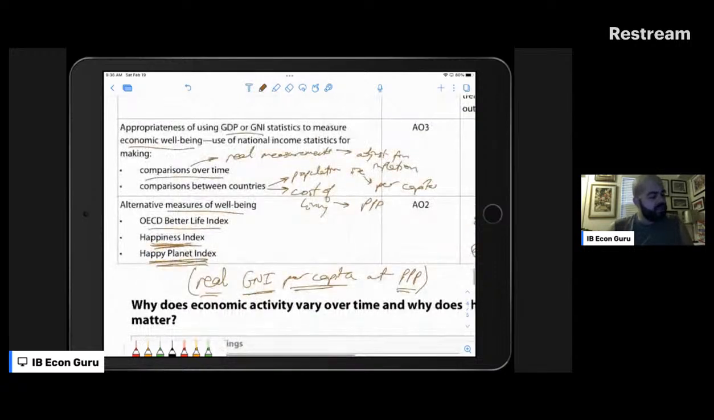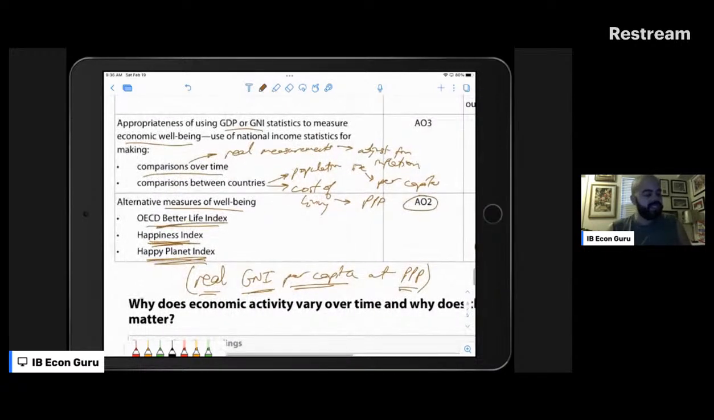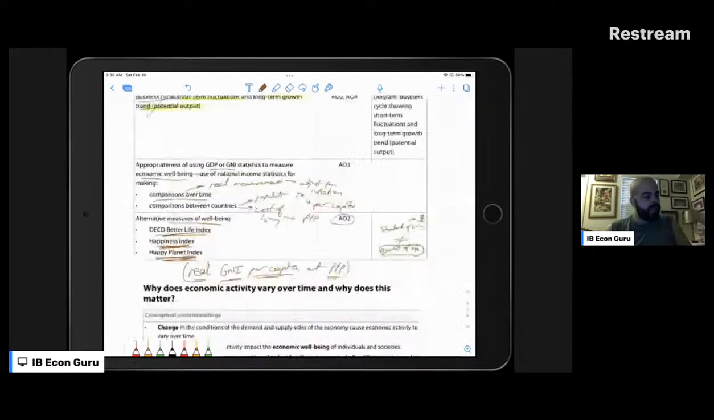Now, this is only an assessment objective two, which means you really need to be able to just explain these, but you don't really need to be able to talk too much about them. It's a very low level.